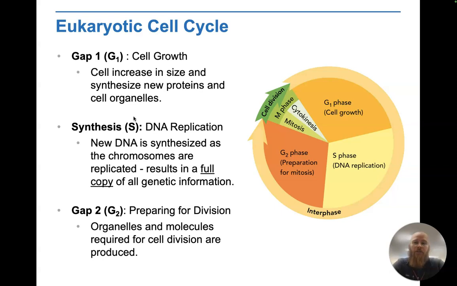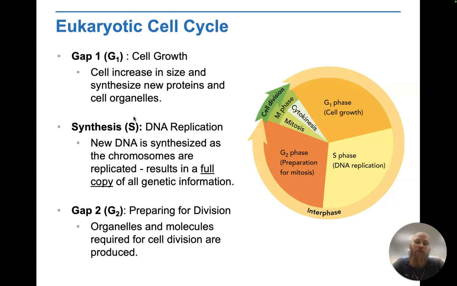We have the first phase, which is called the gap 1 or G1. This is where the majority of cell growth is happening. So all of that growth that, ultimately we want to limit. We don't want to get too big, as we discovered in lesson 1. But this is where the cell's going to increase in size. We're making a bunch of new proteins and all the organelles that'll be required in the new daughter cells.